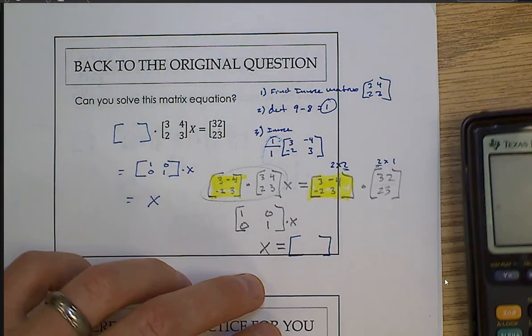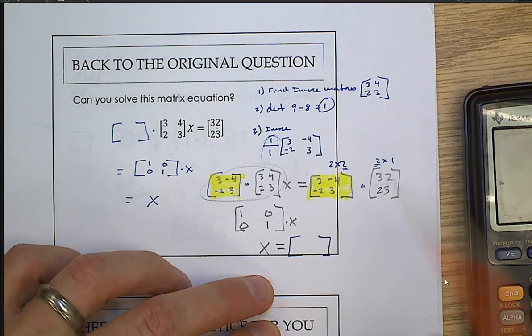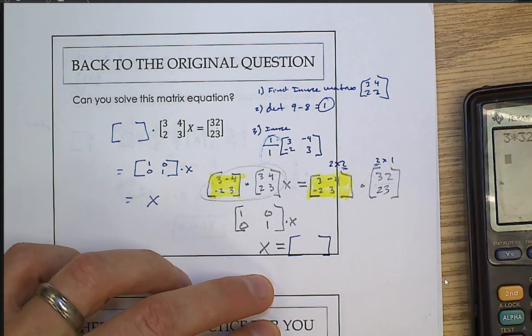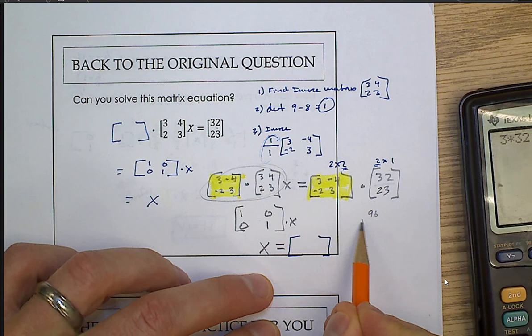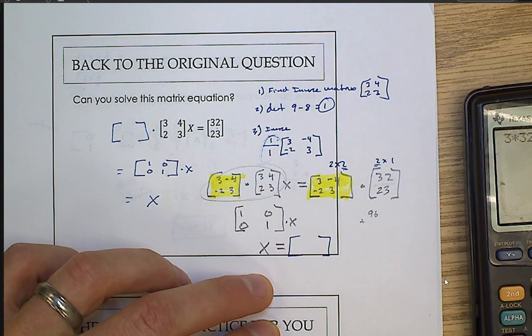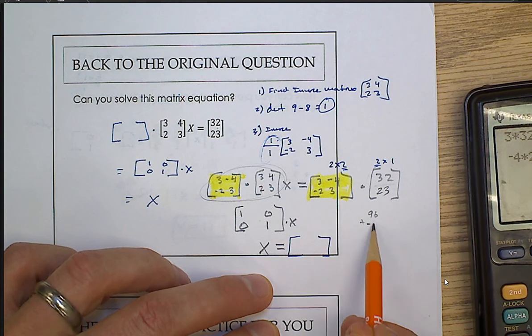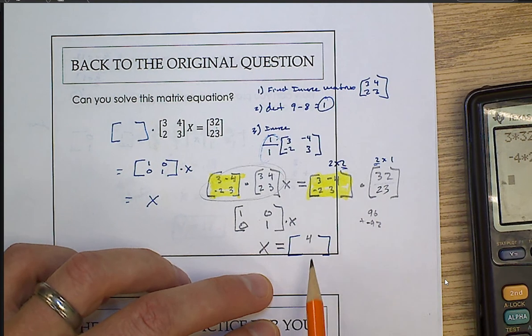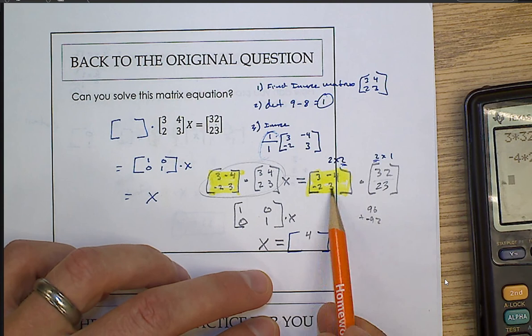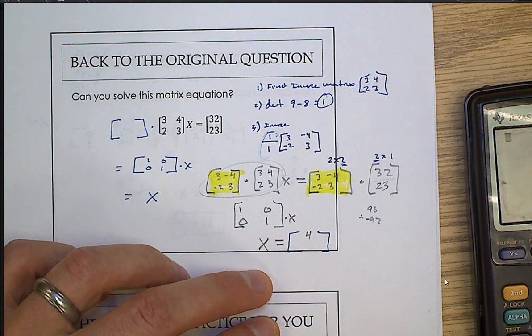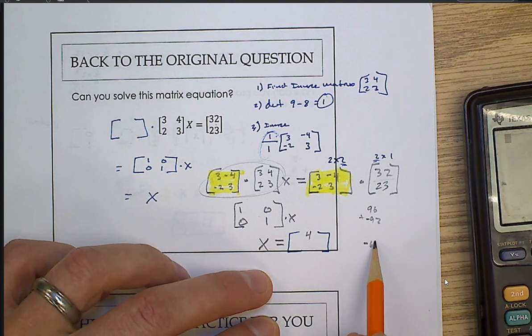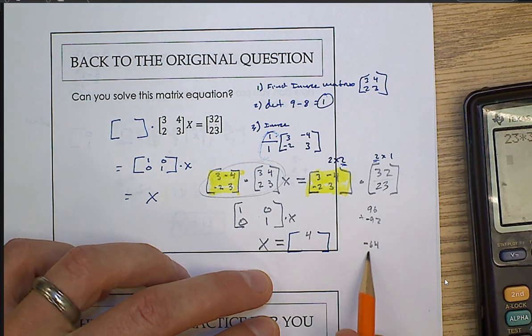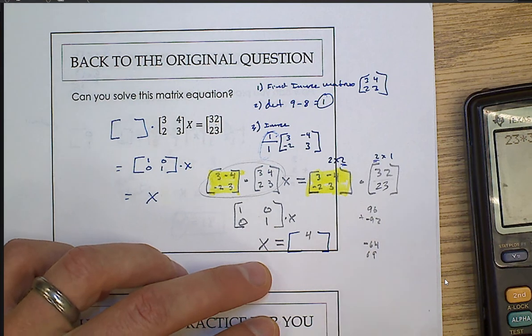I better get my calculator out here. So I have 3 times 32, which is 96. I'm going to add to that 4 times negative... negative 4 times 23. That equals negative 92. Add those two together, and I just get positive 4. And then if I want to find this bottom element here, I take my second row times my first column. So negative 2 times 32 is negative 64. You can do that one in your head. And 23 times 3 is going to give you 69. And 69 minus 64 would just give you 5.